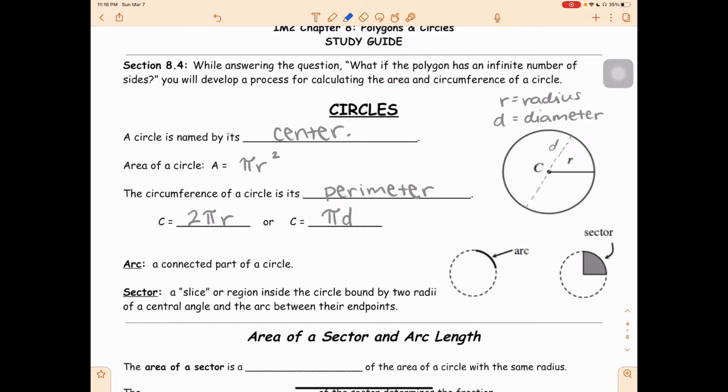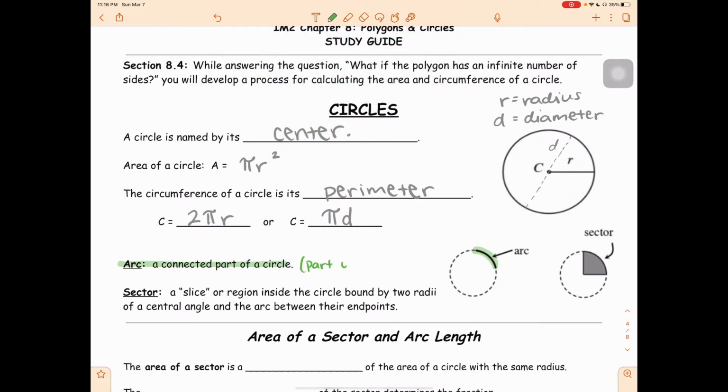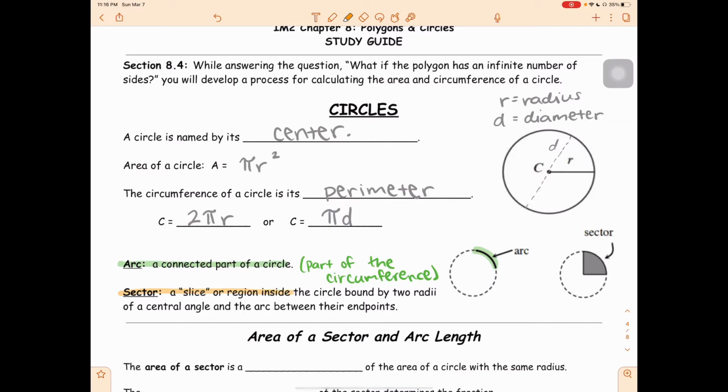So here we're going to look at a few definitions. An arc is a connected part of a circle. So the arc is really part of the circumference, so we're going to write it's part of the circumference. And a sector is a slice or region inside the circle bound by 2 radii of a central angle and the arc between their endpoints, right? So it's essentially just a part of the area of the circle. So we're just going to write part of the area.